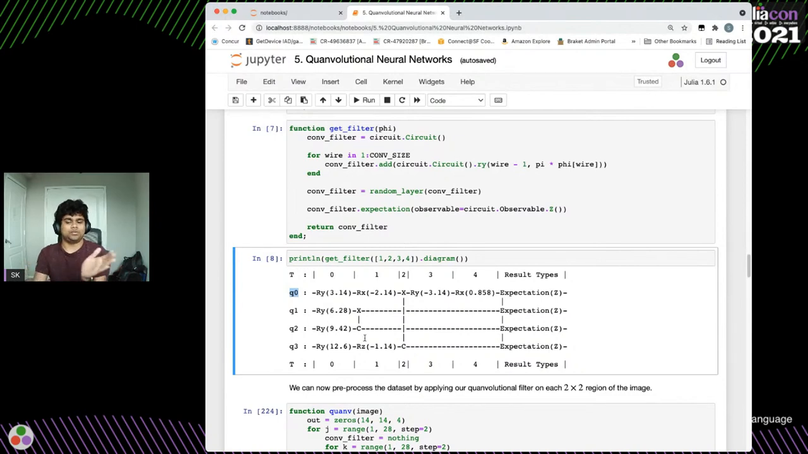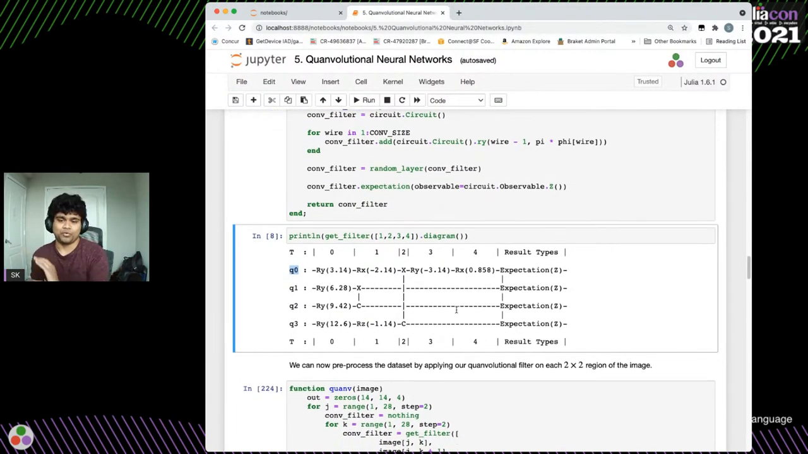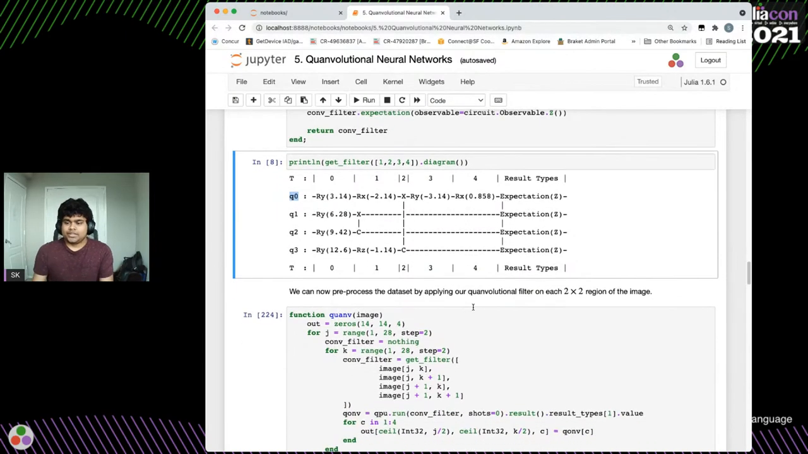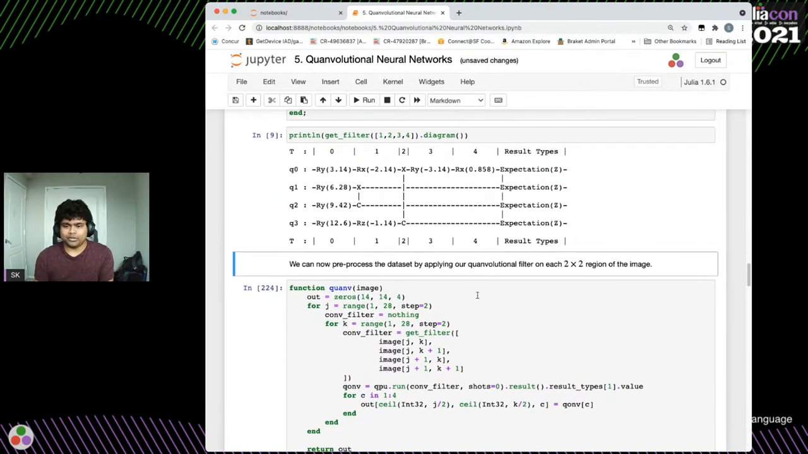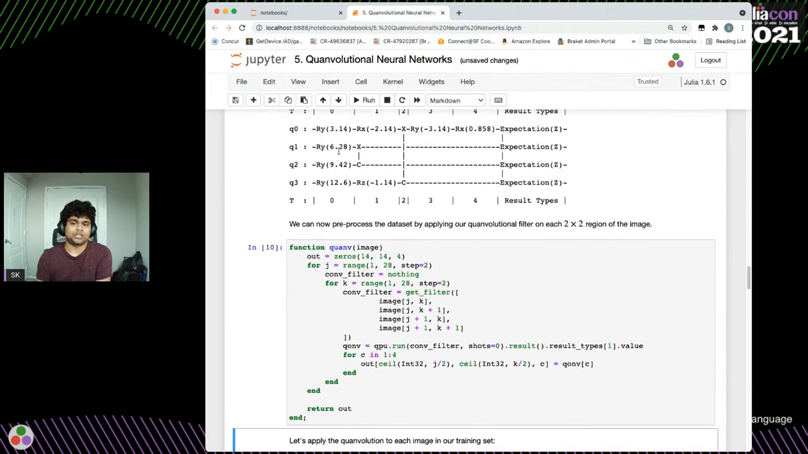a 1x4 volume. And if you do that for the entire image, you take the 28x28 image and convert it into a 14x14x1 volume. Right? Sorry, a 14x14x4 volume. So now we have a utility function to take the 2x2 image section, take the pixel values of that region, and apply them to this quantum circuit, where it's parameterized by the pixel values.